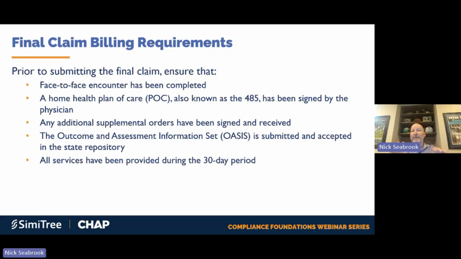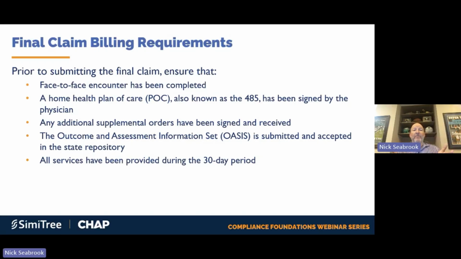So it is important to mention there are some billing requirements. I mentioned before, we want to make sure all the visits are on there, but we also need to make sure we have all these other pieces in place to be able to bill that final claim. Number one, we need to make sure we have that face-to-face encounter completed. We mentioned that on a previous slide. Number two, that plan of care, also known as the POC, which is also known as the 485, needs to be signed by the referring physician. That physician needs to be signing that plan of care. You need to have that plan of care signed and dated in order to bill that final claim.